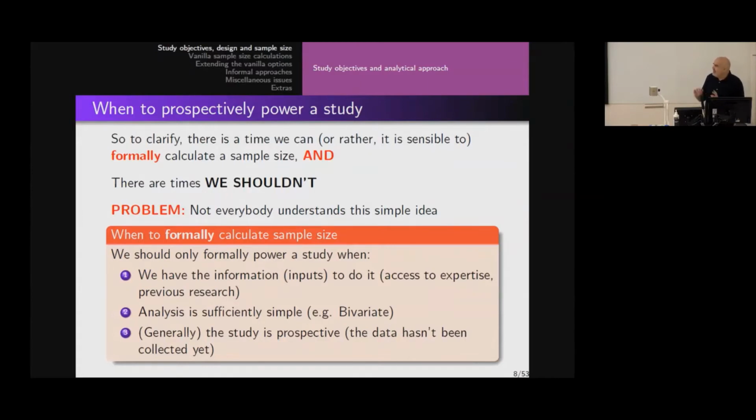Okay, so really, there's three preconditions. This last one's a bit weird. I do want to talk about this, but there are three preconditions. The first is we can formally calculate sample size when we have the information, the inputs to actually do so. Okay, so we need access to expertise, we need previous research and so on. So if we don't even know what the risk factors are, it's a totally new population, a totally new disease, or it just hasn't been studied very well, then where can we get this information from? Okay, that's the first one.